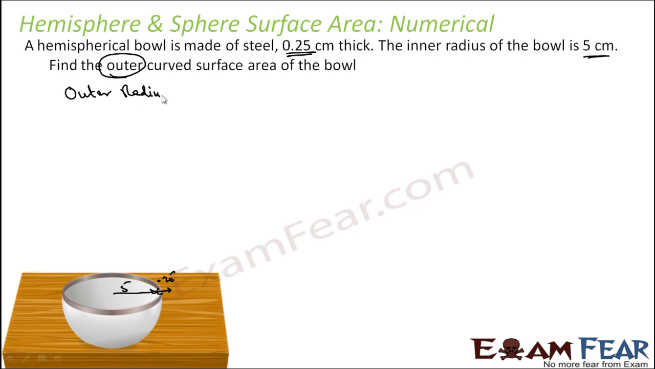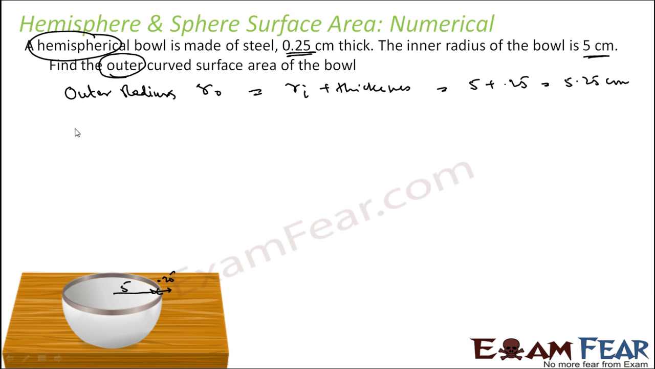Let this be Ro. That will be R inner plus thickness, and that is nothing but 5 plus 0.25, and that is nothing but 5.25 centimeters. So I have got the outer radius. Once we have got the outer radius, I can easily find the surface area. You find the outer surface area.